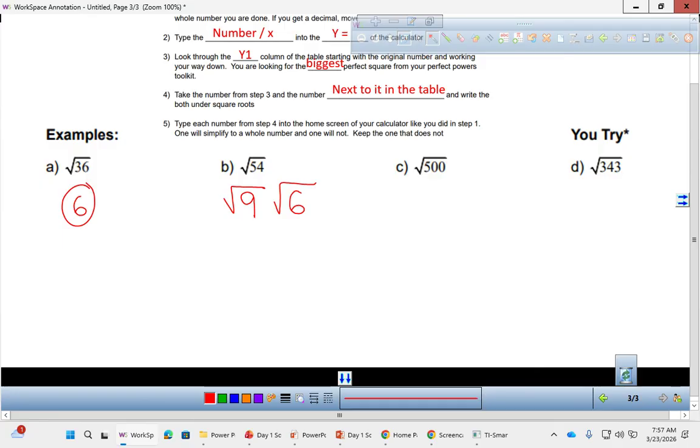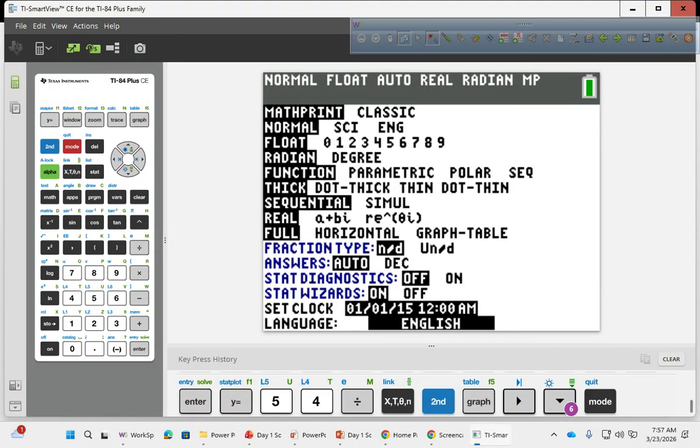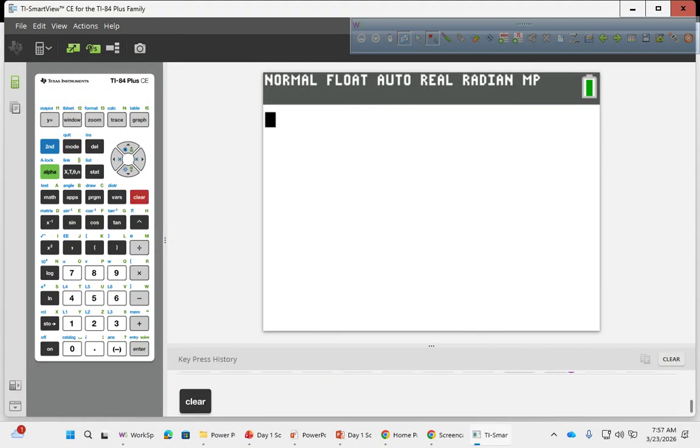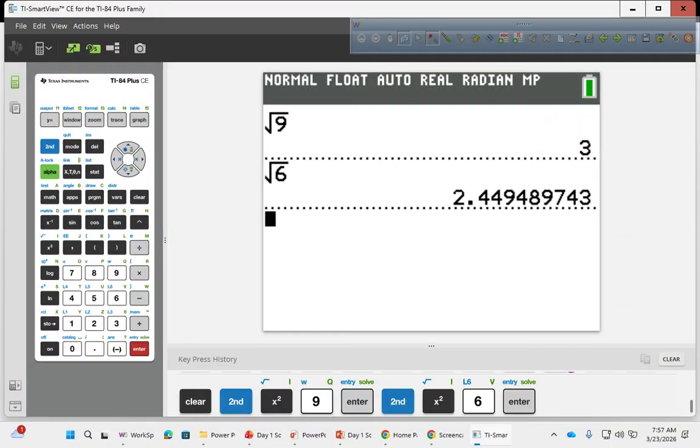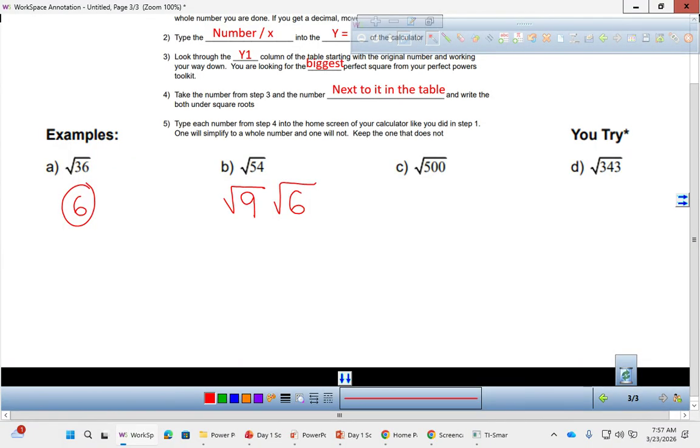Oftentimes, I find students can get to this step perfectly fine, and it's the next step that they screw up. They simplify the wrong one. So I recommend taking this and typing them both in the home screen, right? Just to double check. So I'm going to do a 9 and a 6. The one that becomes a whole number is the one that goes away. The one that's the decimal is the one that stays. So you can see the square root of 9 becomes a 3. So I'm going to change the square root of 9 to a 3. The square root of 6 is a decimal, so I'm going to leave the square root of 6 the same. So this is 3 square root 6.